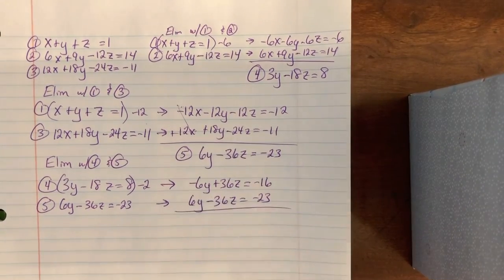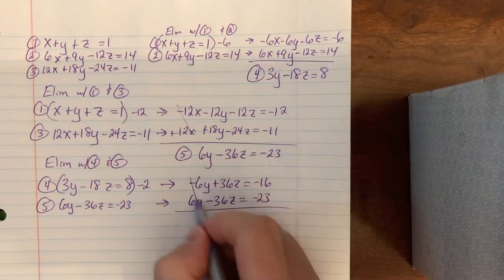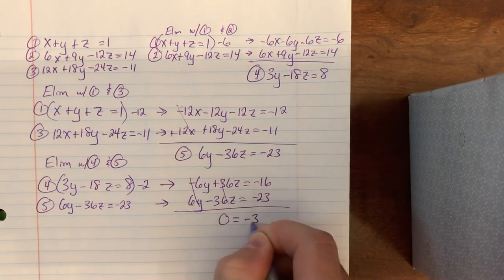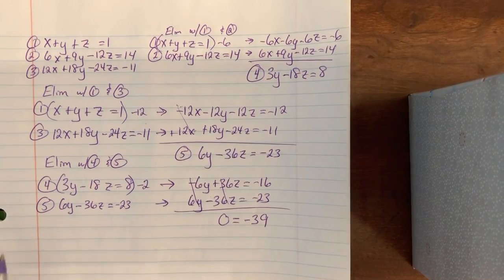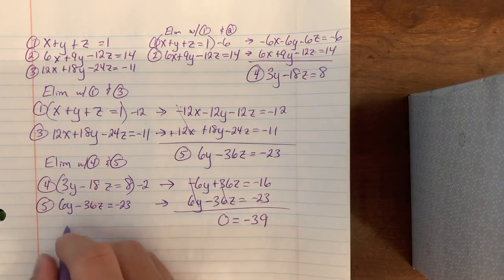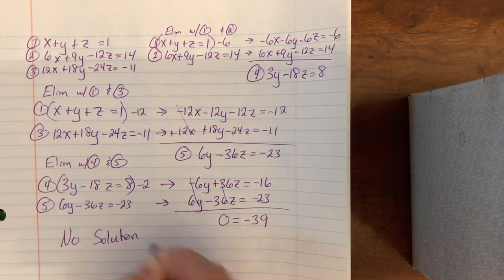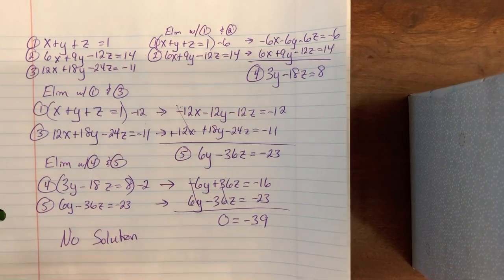And now we should notice something right away. What's going to happen to both the y's and the z's? They're going to cancel out, and that's going to leave us with negative 39. 0 cannot equal negative 39, so there is no solution. As soon as we get no solution for any of these problems, we can stop right there. That's the end of this lesson.